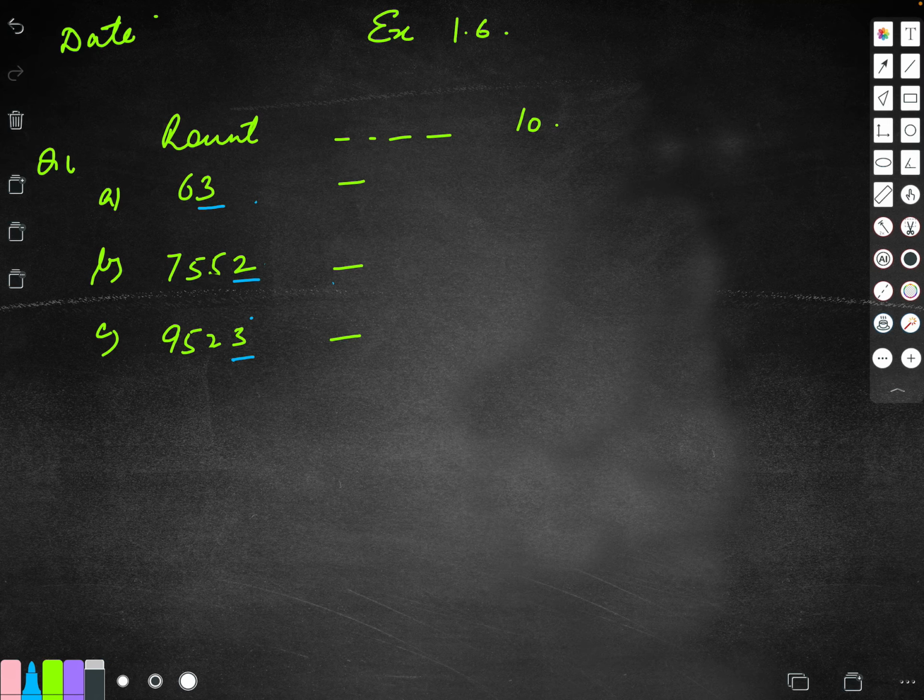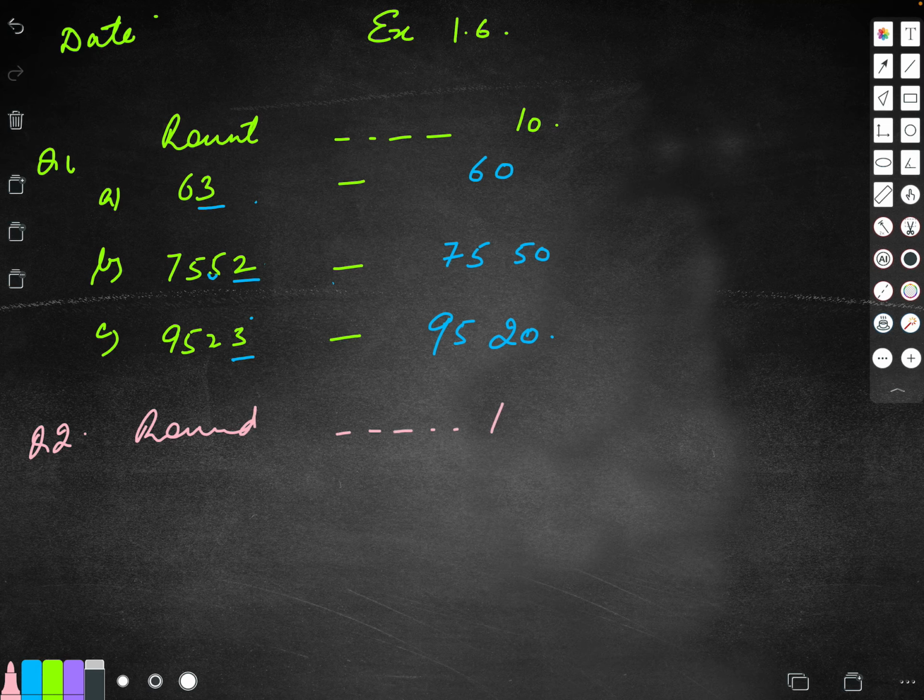So you are supposed to look at the ones place, decide your boxes. This is in the previous box, so you round it to 60. This is again in the previous box, so you round it to 50. This is again in the previous box, so you round it to 20. Clear? Now write question number 2.